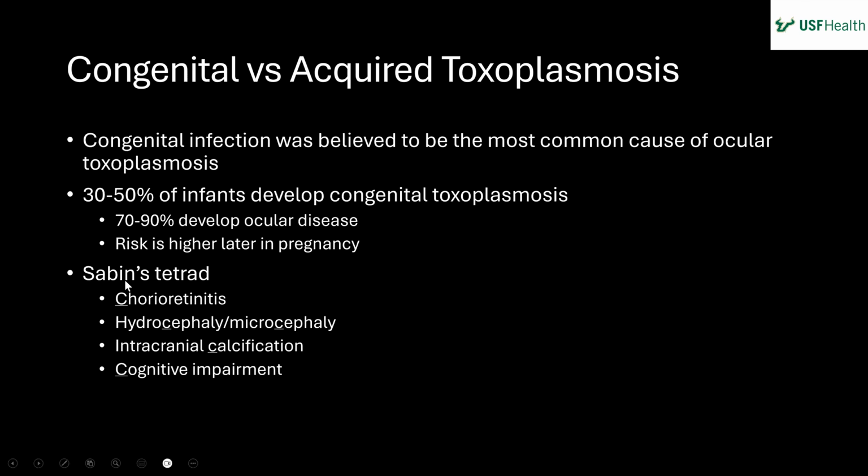In med school, we learn about Sabin's tetrad, which I remember as the 4 C's: chorioretinitis, hydrocephaly, intracranial calcifications, and cognitive impairment.